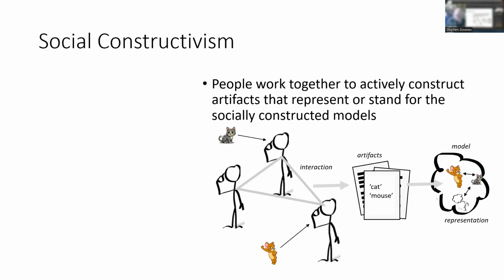We create language through a process of interaction, and we use a shared vocabulary, cat, for example, or mouse, and together we all collectively create these artifacts, and then these artifacts stand as a representation for the model of reality that we're working with.